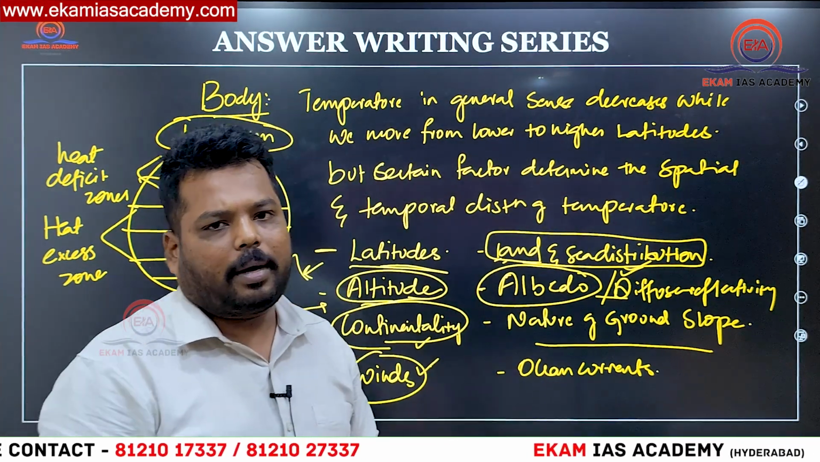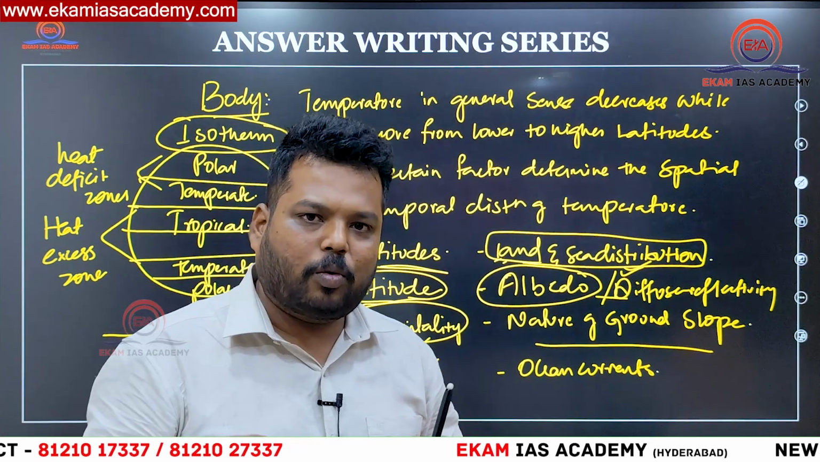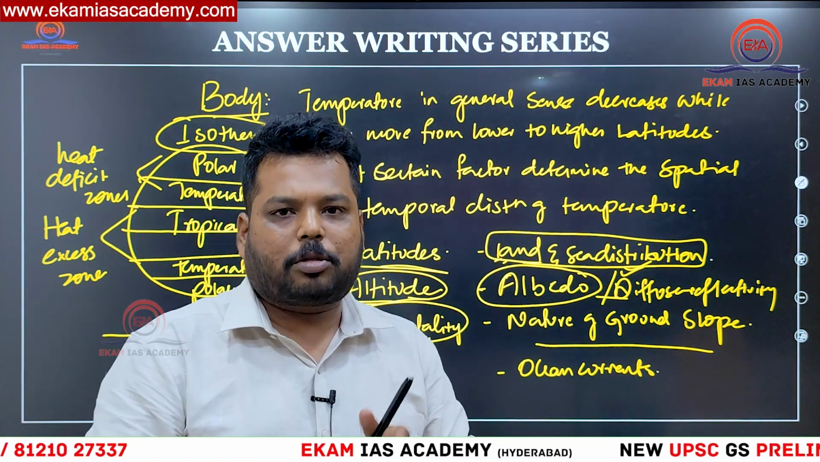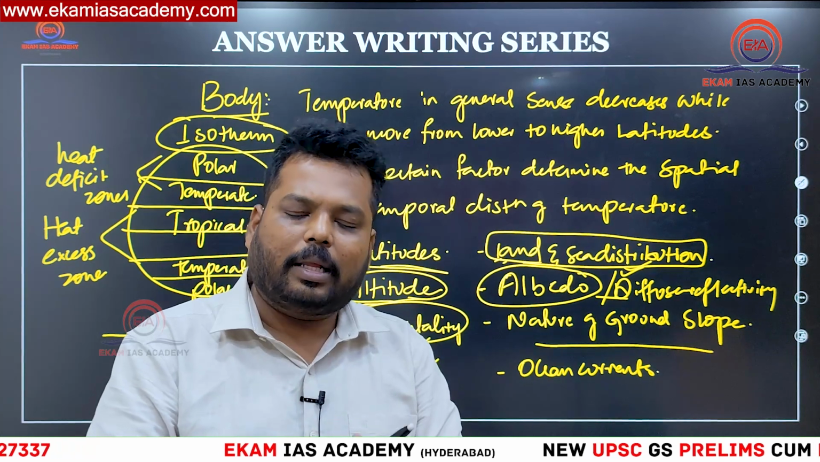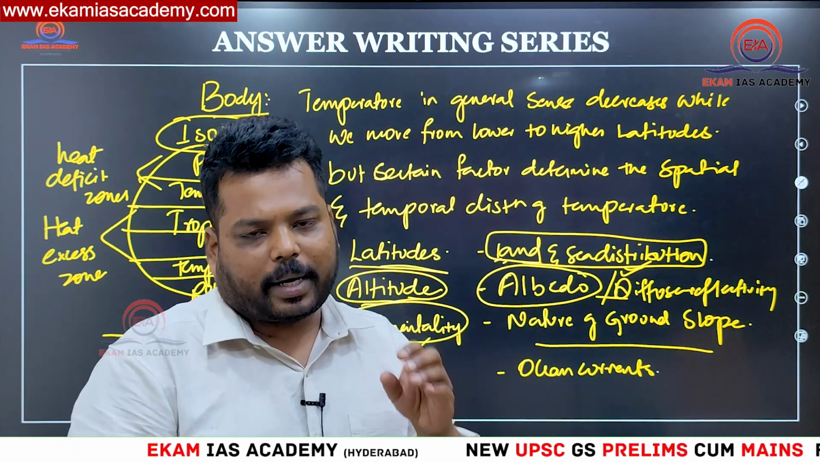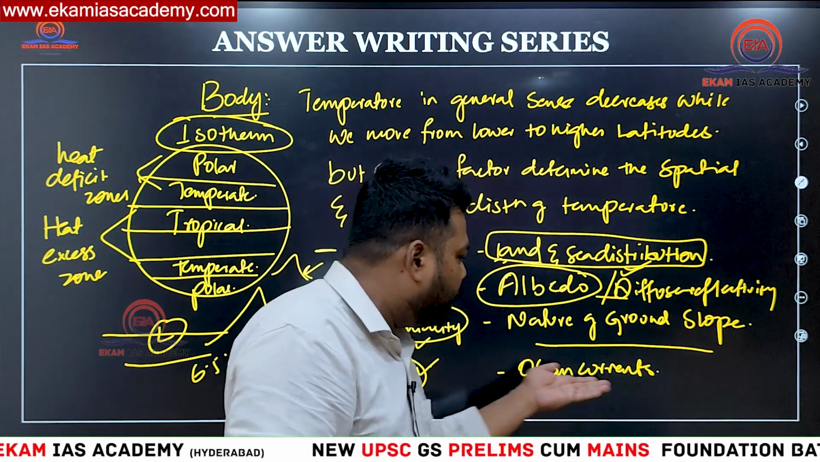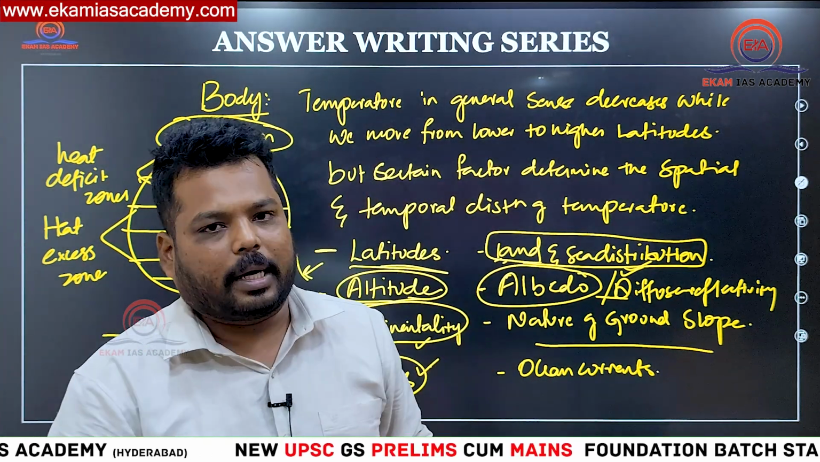What is the meaning of oceanic current? Oceanic current refers to a bulk mass or large mass of water in the oceans moving in a particular direction under the influence of certain factors. Among those factors, wind is the dominant factor which makes this water move. So that bulk mass of oceanic movement we call an oceanic current.